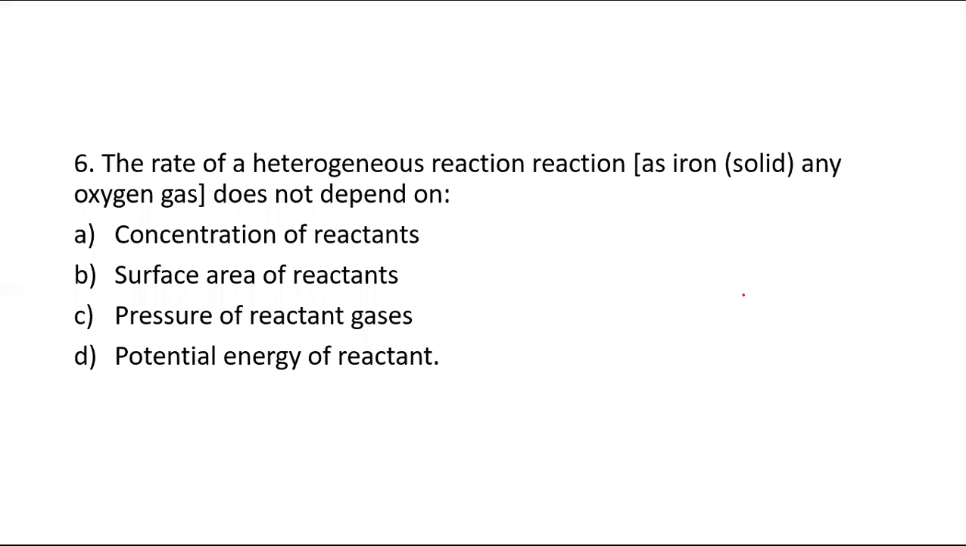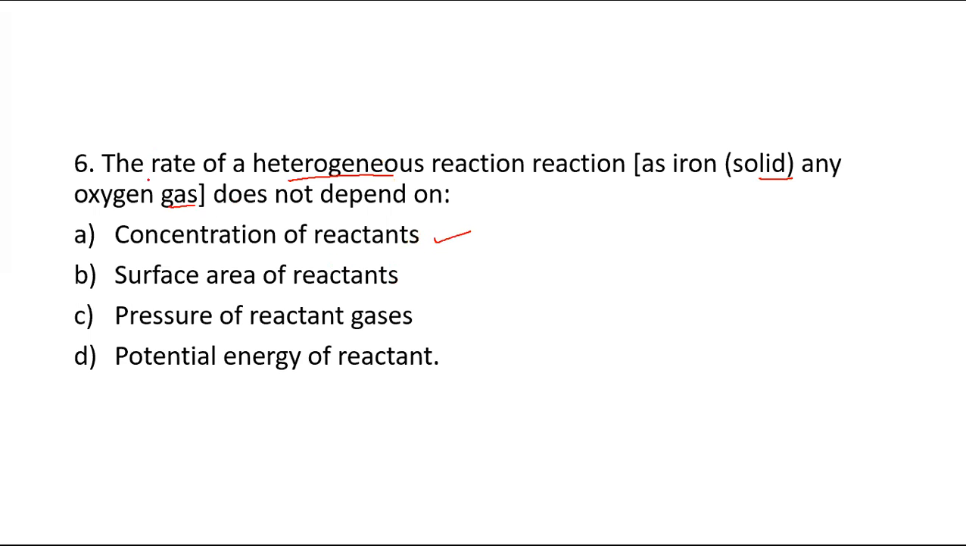Okay, so here is our question based on theoretical matter. The rate of a heterogeneous reaction, iron solid and oxygen gas. That means iron is in solid state and oxygen is in gaseous state. That means heterogeneous. One of the reactants will be in a different state, and we call that heterogeneous. The rate of a heterogeneous reaction does not depend on which of the given options?